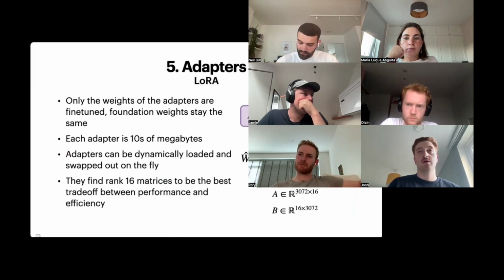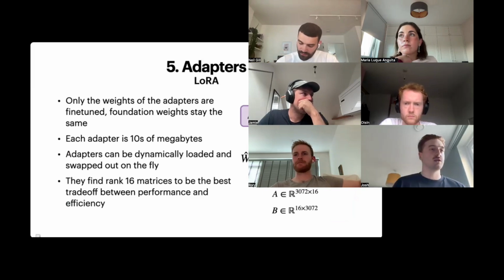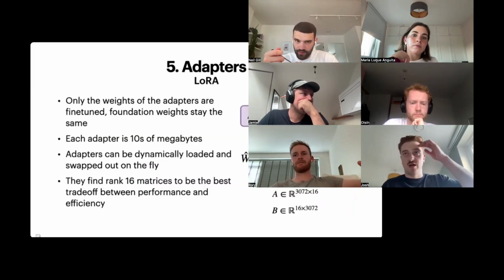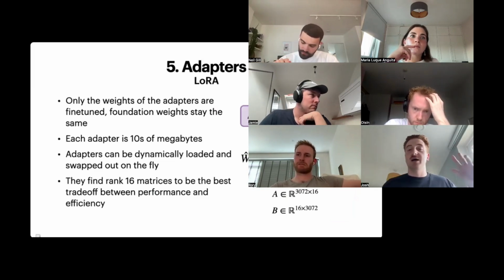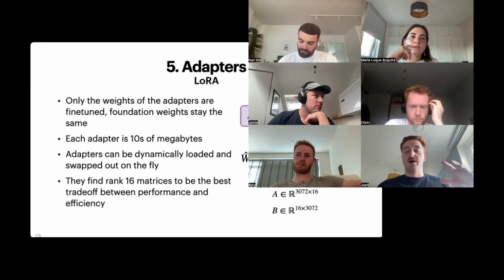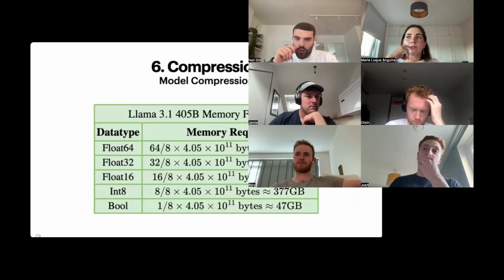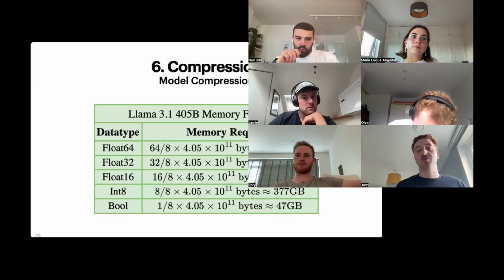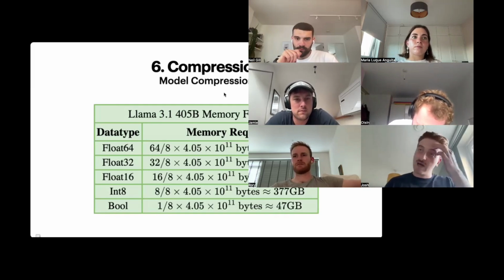Cool. So through adapters, we'll come back to adapters in a second. What we can jump to now is compression. The idea is that we have this base model and a series of adapters. Each adapter is designed for a different task, and they use the adapters to specialize the model for different tasks. Now the big problem is that the model is good, but it's also very big. It's trained with float 32 and float 16.